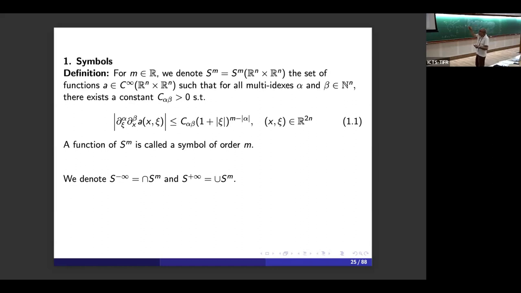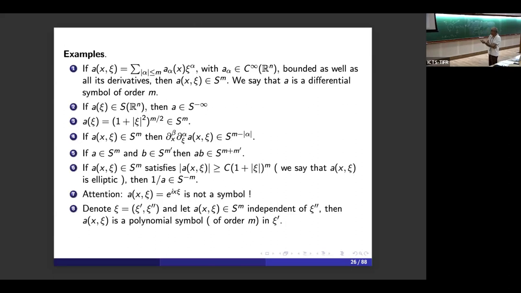We will see that the operators corresponding to these symbols are very good. They are regularizing. They map any Sobolev space into H plus infinity, I mean into C infinity. And the union of all the S^m is a class whose symbols are called symbols of order m. Some examples of symbols: if you take a differential operator with smooth bounded coefficients, with bounded derivatives for the a_alpha, then your A is in S^m. If you take A of xi only, independent of x, in the Schwartz space, so A is in S minus infinity.